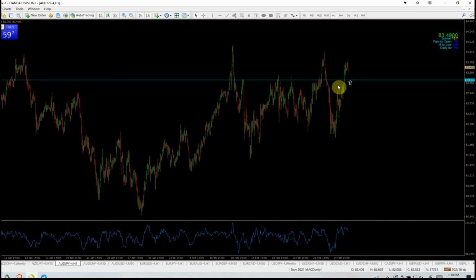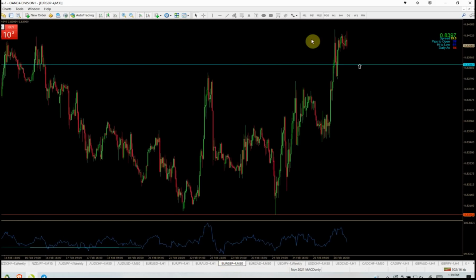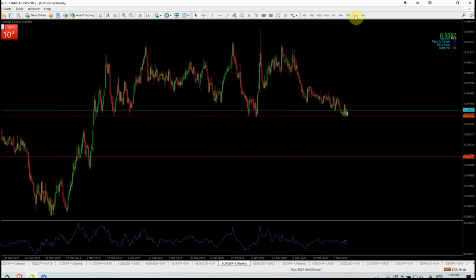I have this one marked off as maybe a potential area of interest for price to get back and then continue an uptrend. But you can see I've defined it on the longer time frame. Okay, let's just pick a couple other ones here.